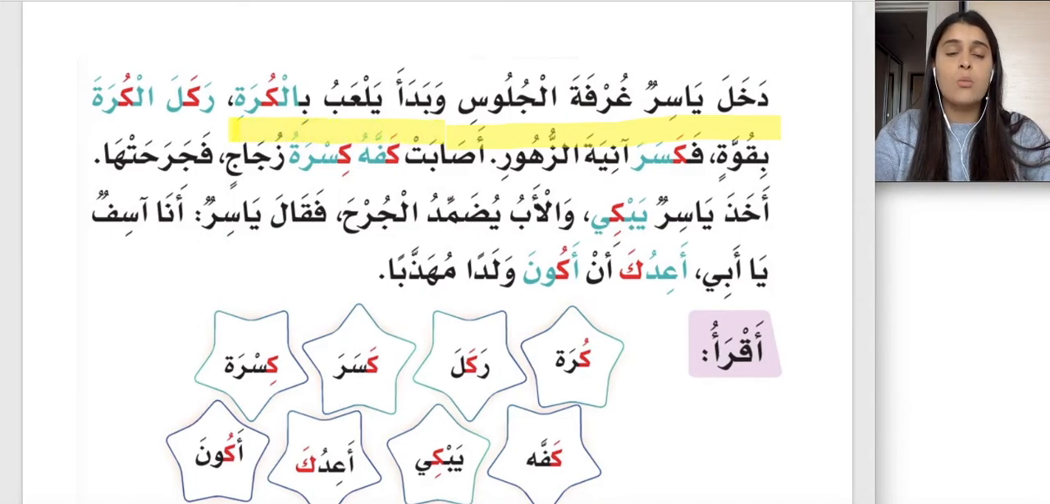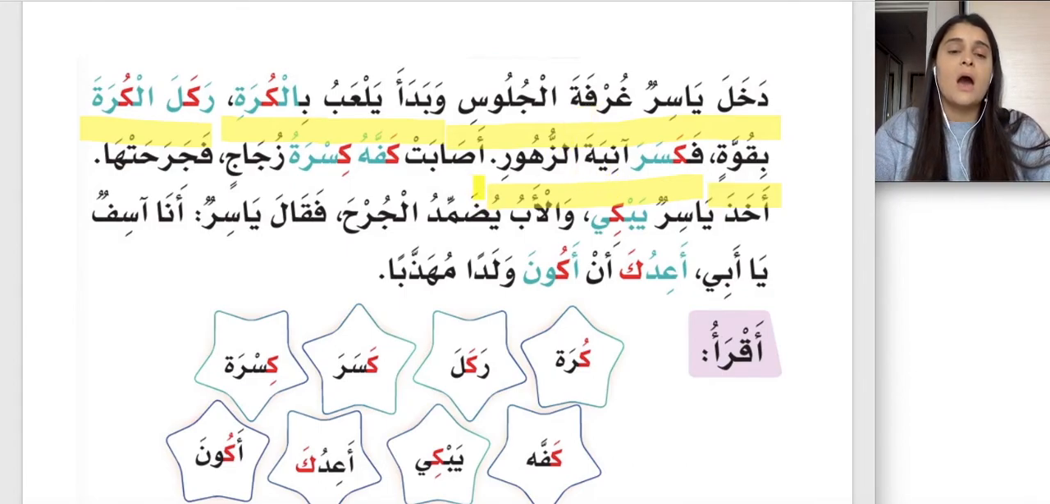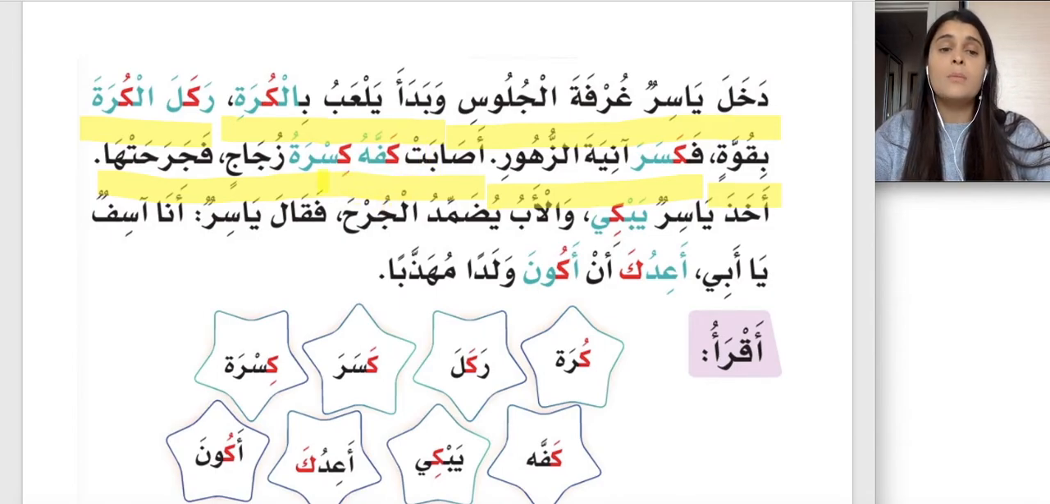وبدأ يلعب بالكرة, and started to play with the ball. ركل الكرة. He kicked the ball بقوة, very hard. فكسر آنية الزهور. And he broke the vase of flowers. أصابت كفه كسرة زجاج فجرحتها. And he hurt his palm with a piece of glass.